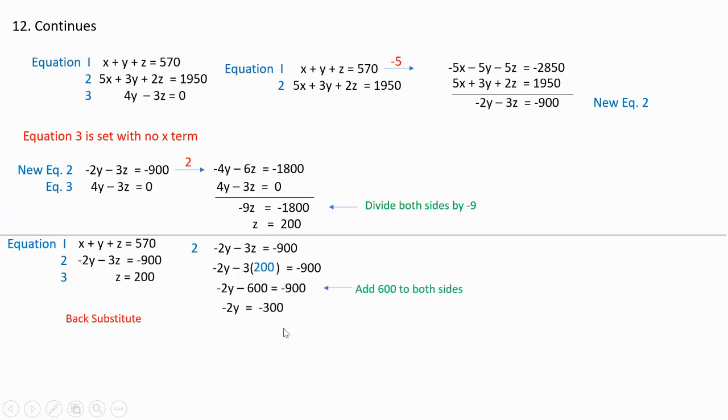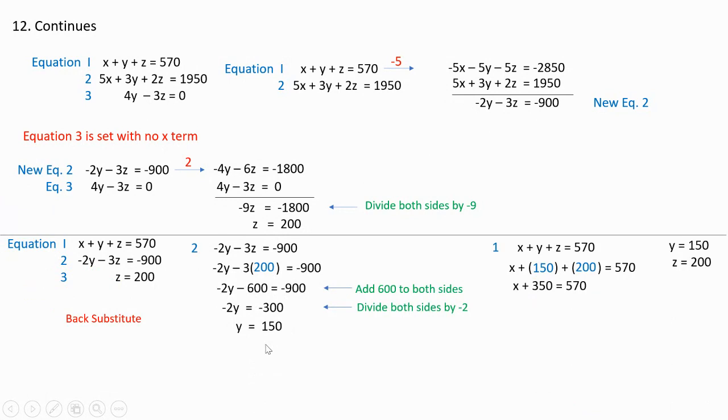We're going to add 600 to both sides. Then we divide both sides by -2. So we have y equals 150. Now we have the z and the y. Now let's plug it into equation number 1. We're going to plug in 150 for y and 200 for z. After we add those, we subtract 350 from both sides. And this is my result: x equals 220. So x equals 220, y equals 150, and z equals 200.